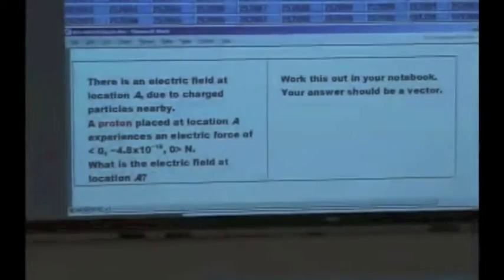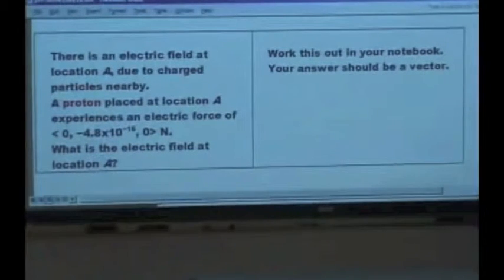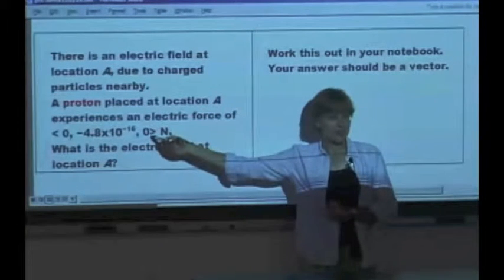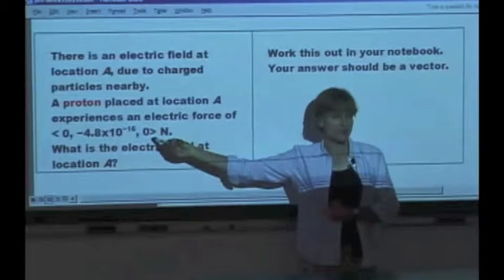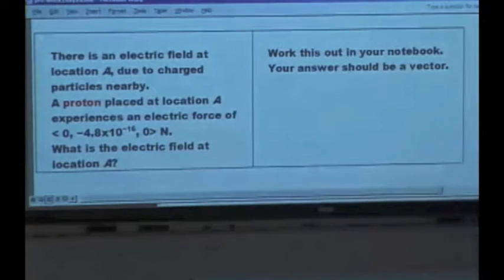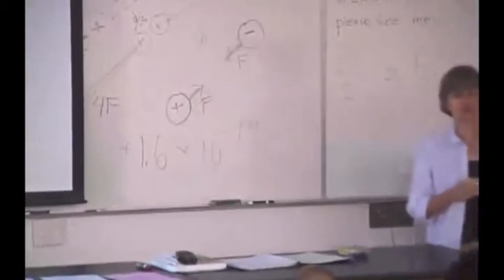Okay, quickly, let's try this one. At some location, location A, there's an electric field, and the electric field is such that when you place a proton at that location, you measure this force on the proton. Okay? Can you figure out as a vector what the electric field is? Remember that the charge on a proton is 1.6 times 10 to the minus 19 coulombs. That's the charge on a proton, plus E.